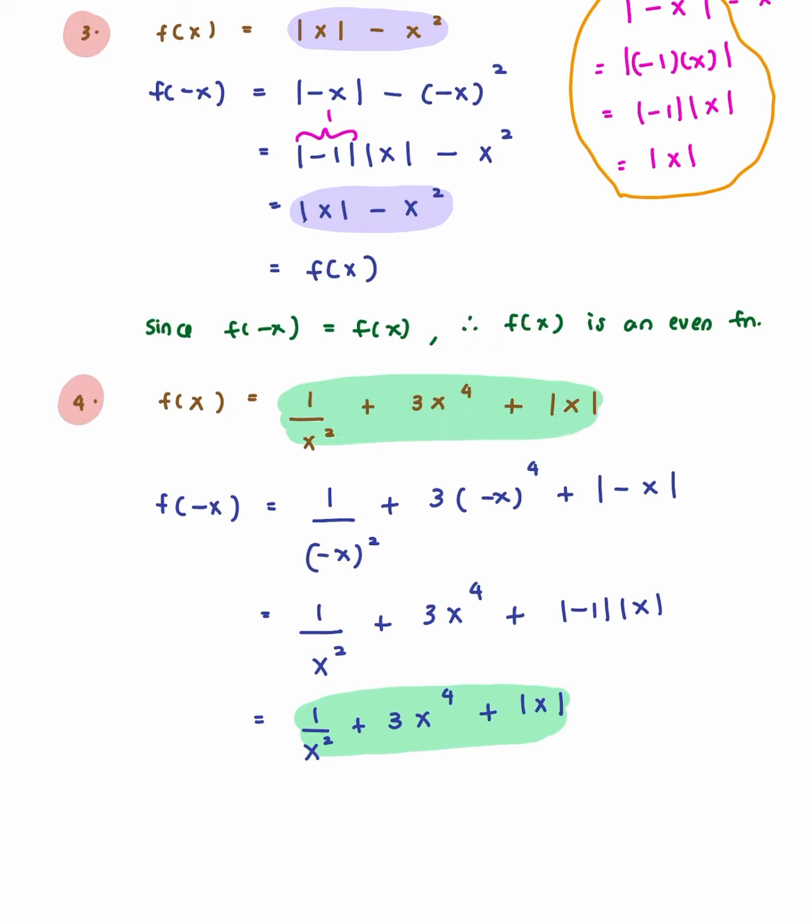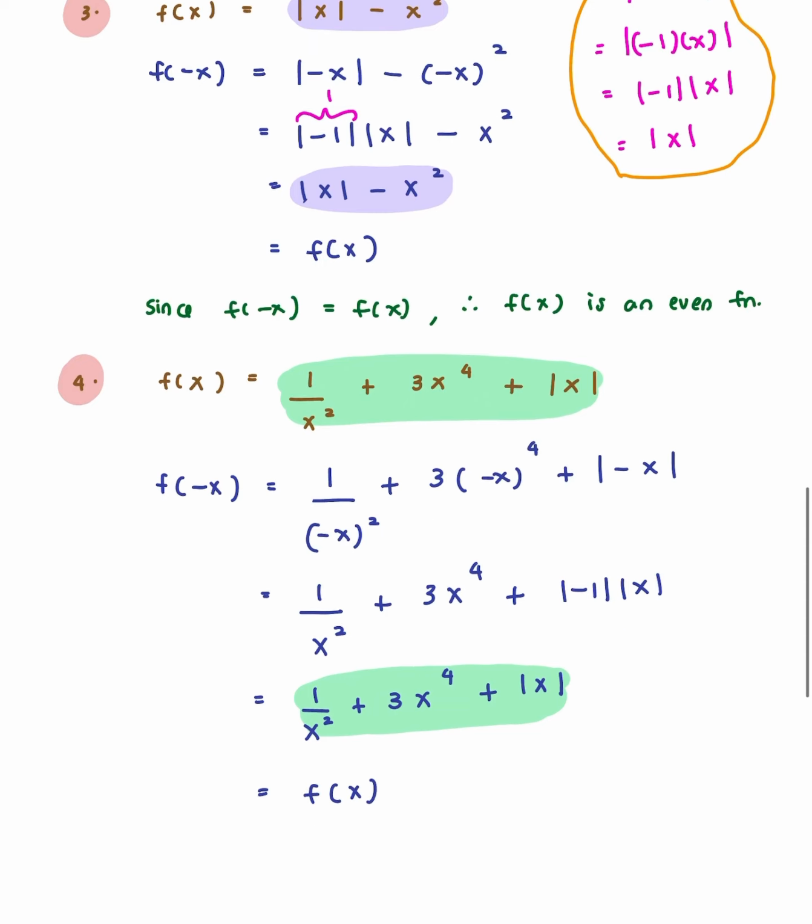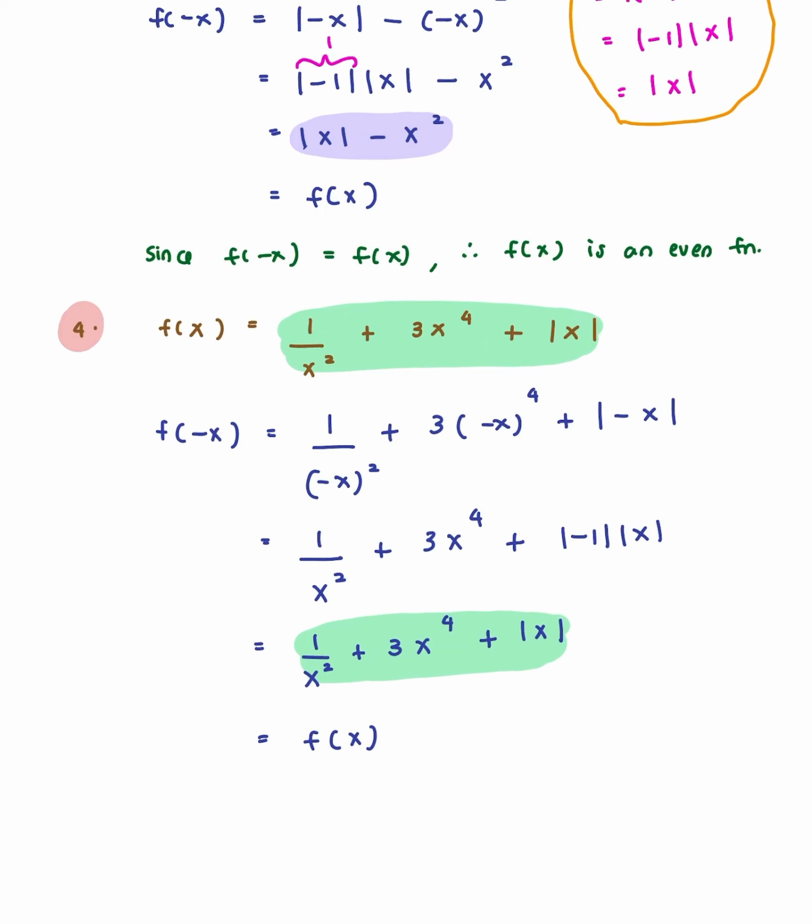So is it the same? Yes. So you can conclude that this is equal to fx. So how to write the last conclusion? Since f negative x is equal to fx, then the function f is an even function. Okay? Thank you. That's all for this subtopic.